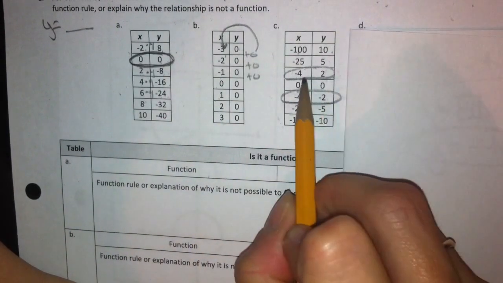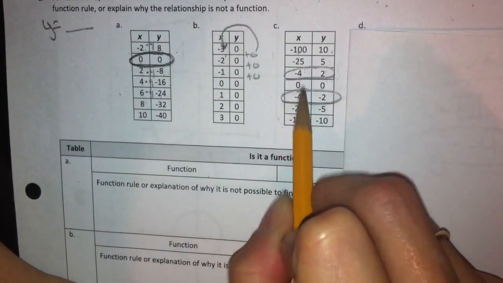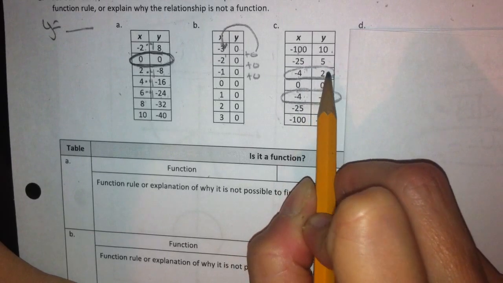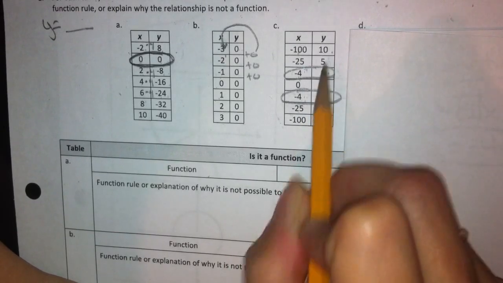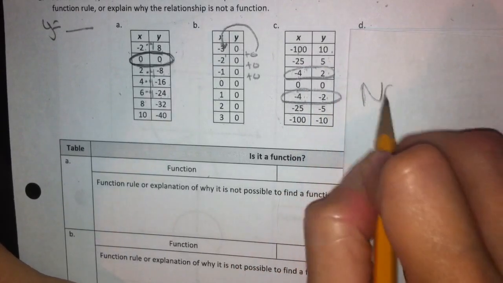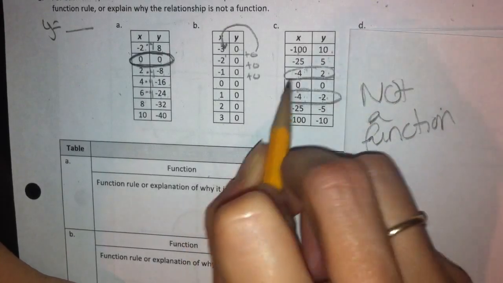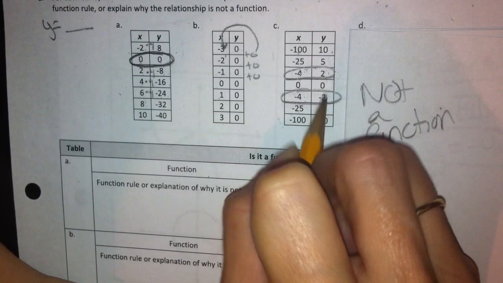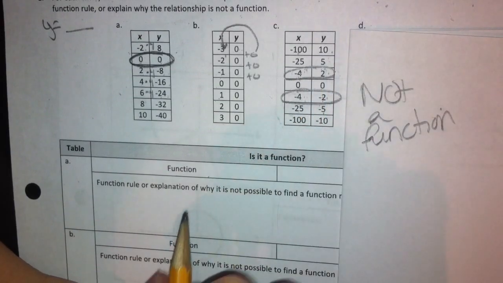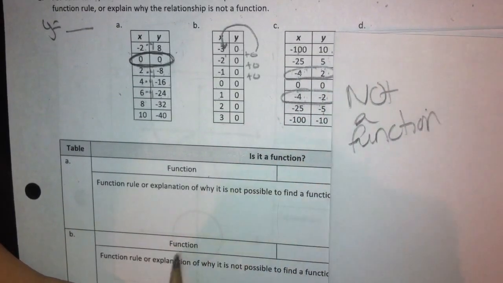I hope you don't bet on this one, because if I put in a negative 4, I've got a 50-50 chance of either getting a 2 or a negative 2. Those are not the same numbers, so this is not a functioning machine. This is not a function. If I hit that button, I don't know whether I'm going to get a 2 or a negative 2. I cannot predict it, so it's not a function.